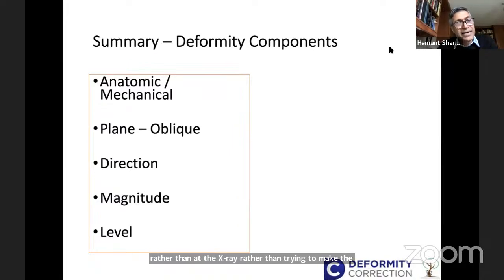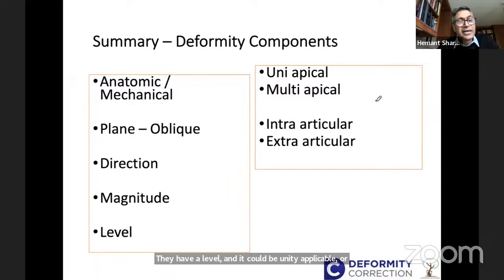So to summarize, your deformity can be in the anatomical and mechanical axis. In the femur, it's different, so you need to plan in one axis. In the tibia, it is the same. Your deformity can be in an oblique plane. And again, I haven't talked about it. It could be multiapical, and it's important because we need to do more than one talk to look into all that in detail. All deformities will have a direction, a magnitude, and a level, and it could be uniapical or multiapical.